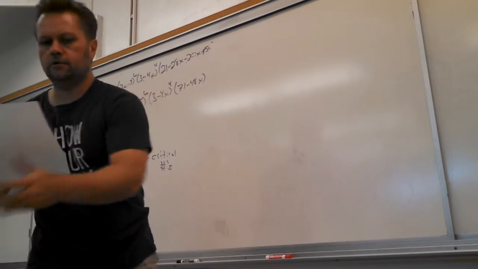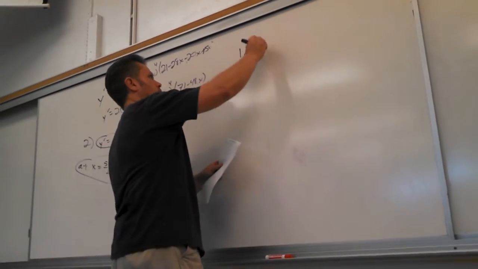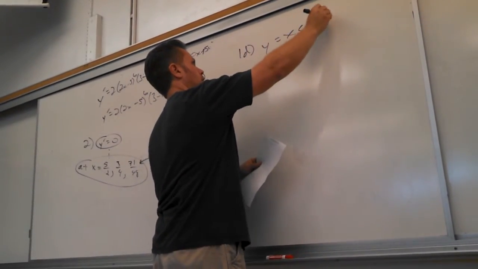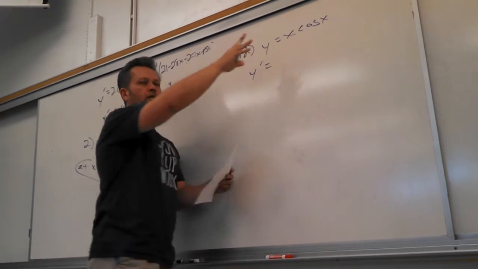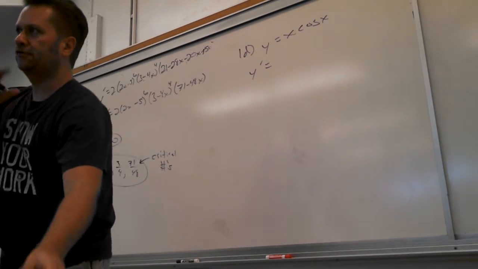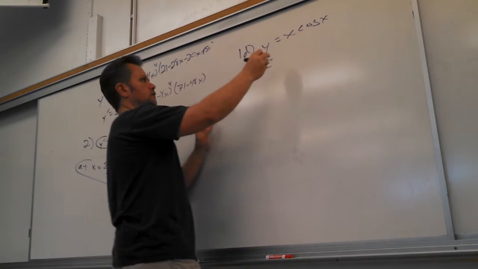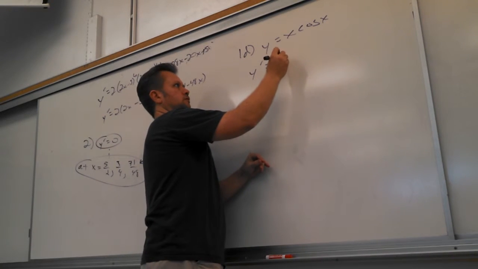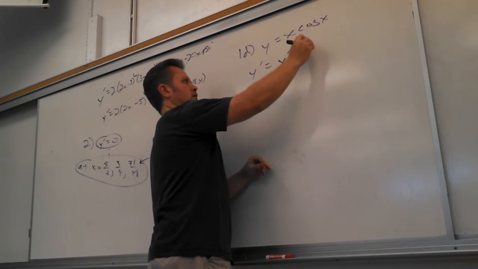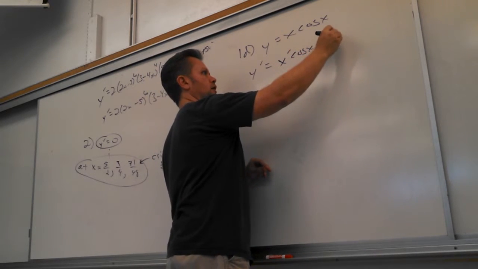All right, so what about 1D? It's a nice normal product rule, right? There are no functions inside of anything, so there's no chain rule in here at all. So how does that work? x prime cosine plus cosine prime times x. I like it.